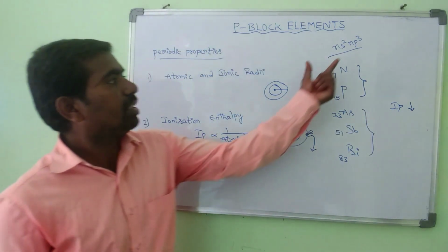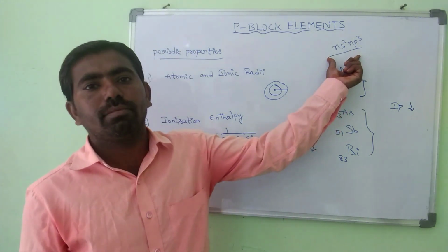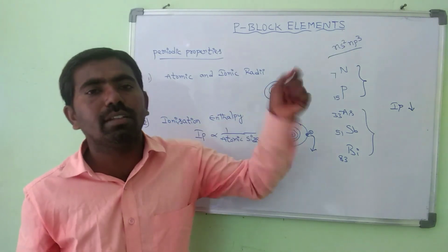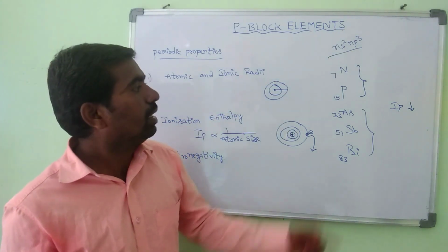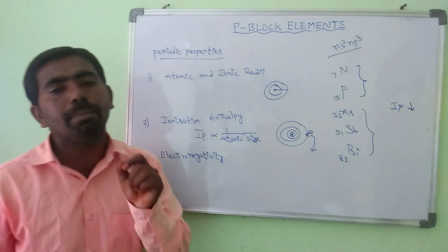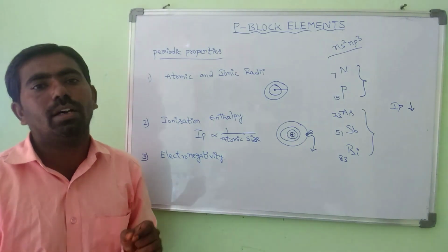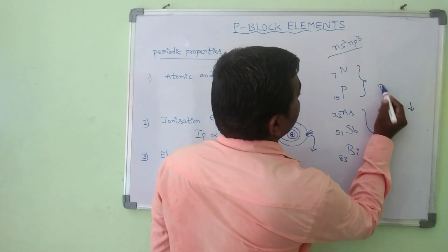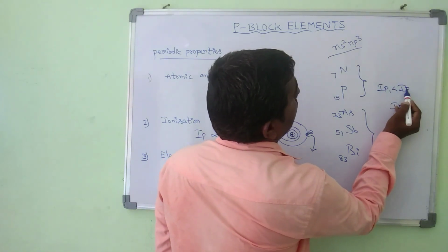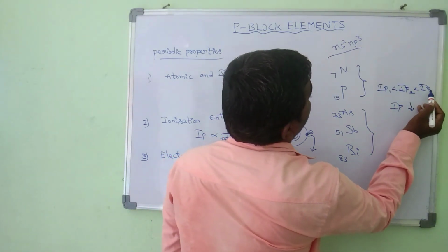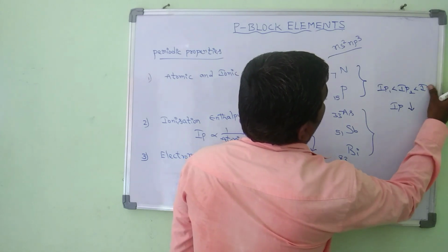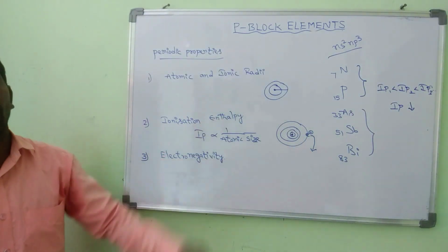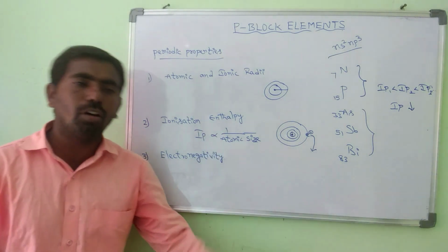and these elements have a typical configuration. S orbitals are fully filled and p orbitals are half-filled in the outer shell. Due to that reason, these elements have somewhat higher IP values compared to the fourth A group elements. Generally, we know that IP1 is less than IP2, which is less than IP3, etc. That is about the ionization potential or ionization enthalpy.